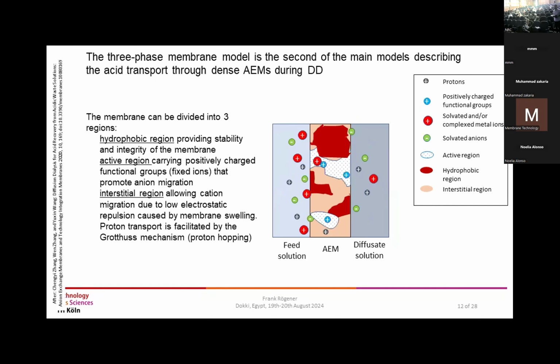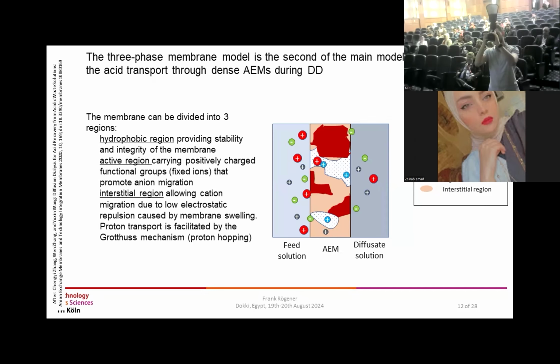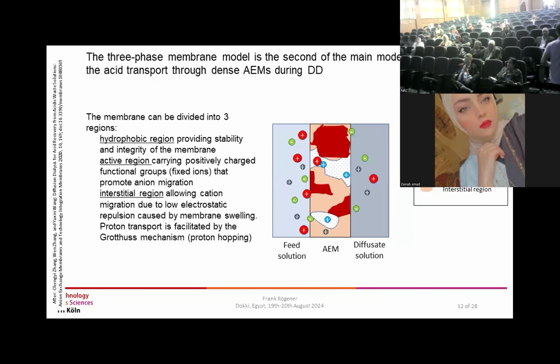The second model is a bit more sophisticated. It's a three-phase model. The idea is the membrane is not a homogeneous one. It's a dense membrane, but not homogeneous. Specific parts of the membrane form the backbone, that's the hydrophobic region of the membrane. Then we have the so-called active region, that is the part of the backbone that carries the electric charges. And then we have an interstitial region that allows the cation migration through the membrane itself.